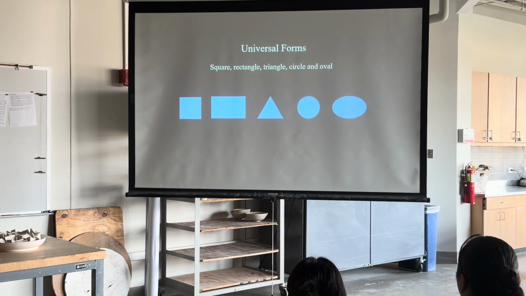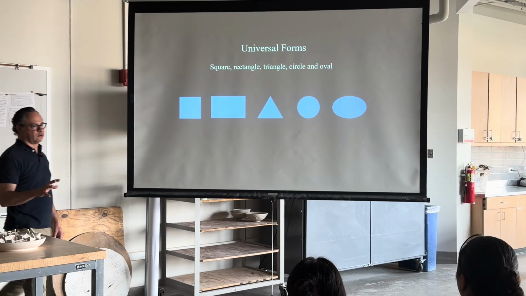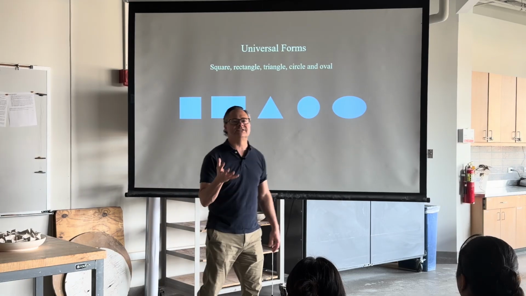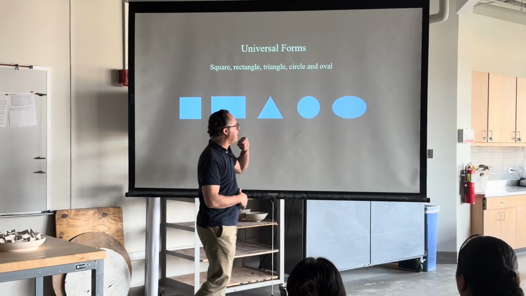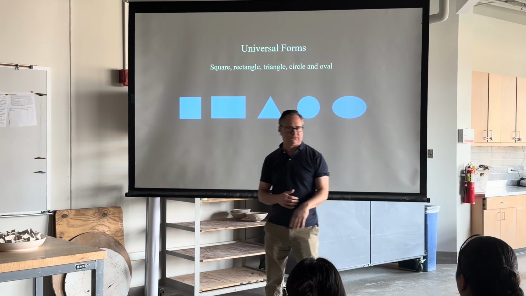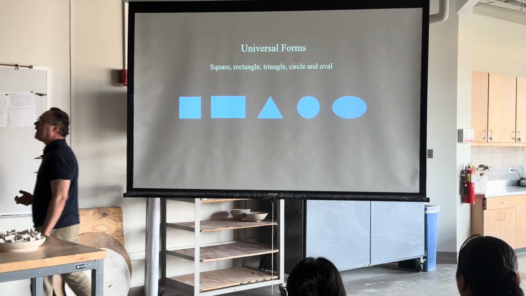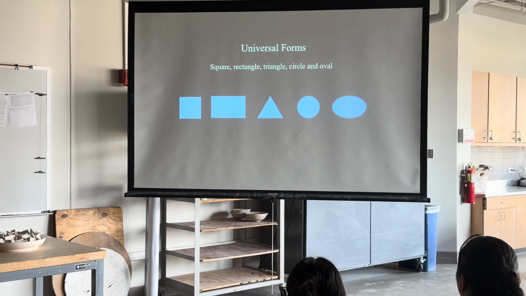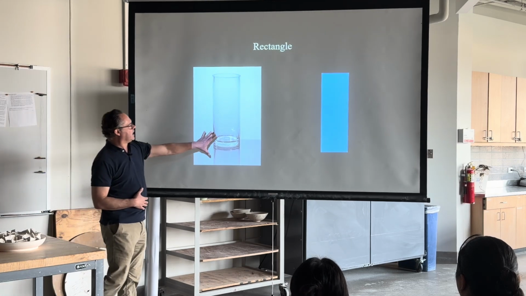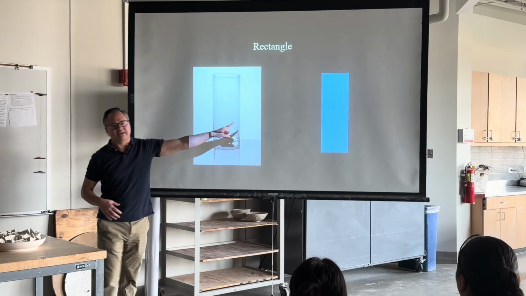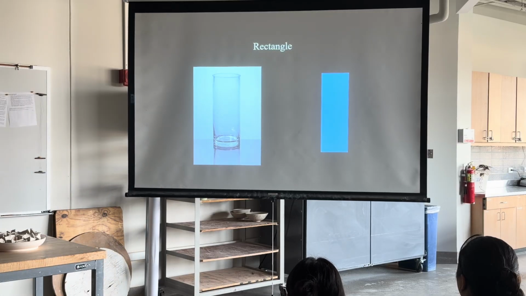The first principle is the use of what's called universal forms. These are things that we're very familiar with, right? The square, the rectangle, the triangle, the circle, and the oval. When we use these in pottery, they really will sing visually for your viewer. Let's use this as an example. This is a great example of a rectangle. We have a glass container, the shape of a rectangle, and I have the blue rectangle to be reflective of the same shape.